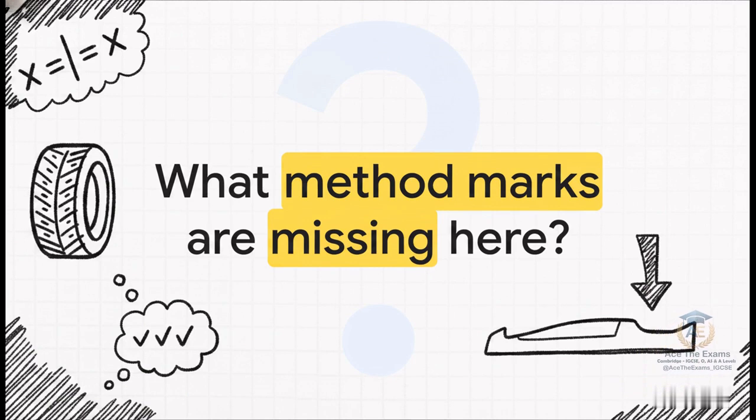Now pause and predict for a second. Look closely at this notoriously vague explanation. What method marks are missing here? Why will this answer score a maximum of just 1 mark when the question is actually worth 3?